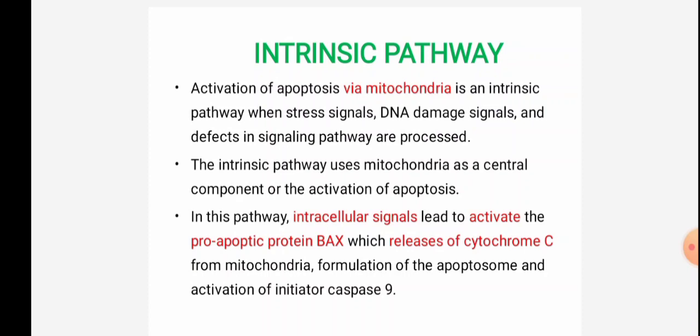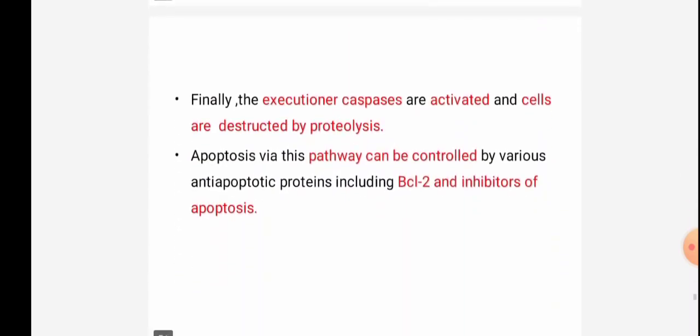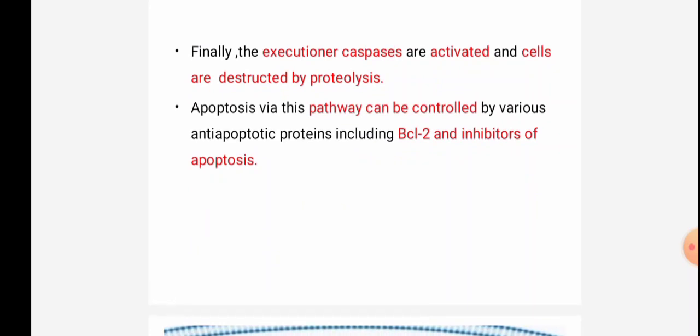In this pathway, the intracellular signals lead to activation of the pro-apoptotic proteins BAX with release of cytochrome C from mitochondria. Formation of the apoptosome and activation of initiator caspase-9 happen. After the activation of caspase-9, finally executioner caspases are activated and the cells are destroyed by proteolysis. Apoptosis via this pathway can be controlled by various anti-apoptotic proteins including BCL2 and inhibitors of apoptosis.